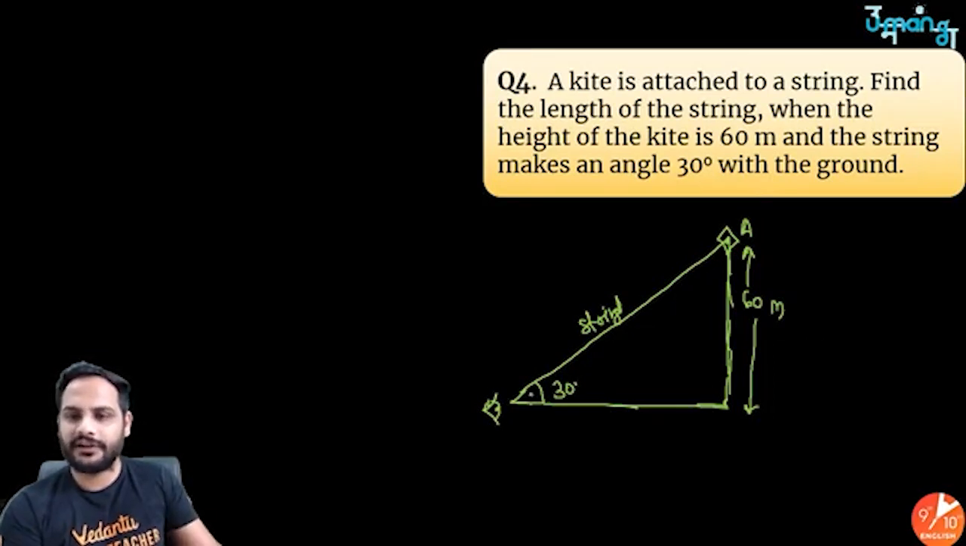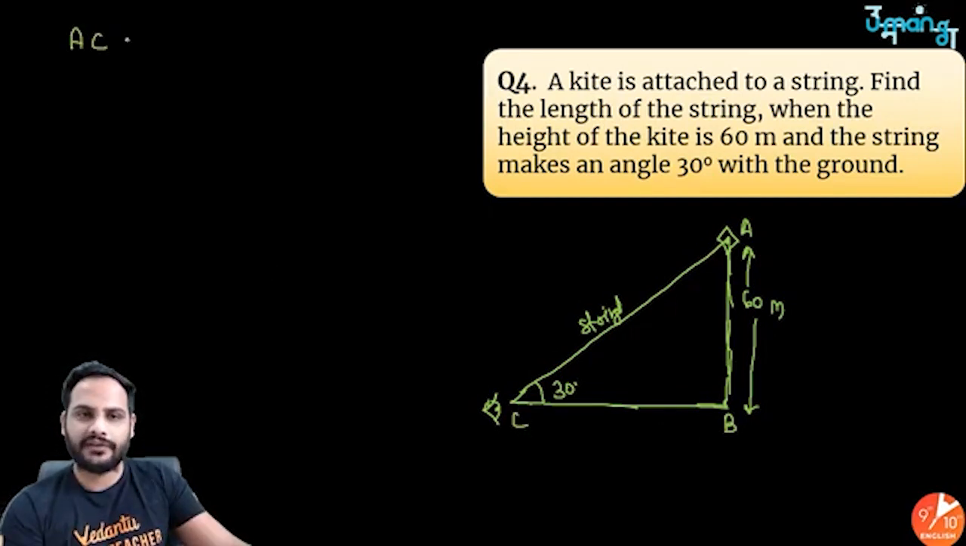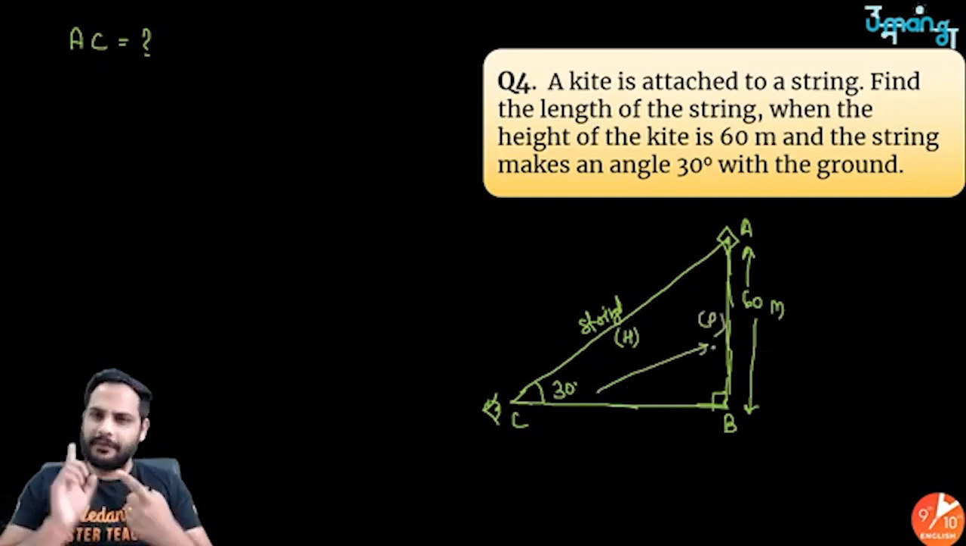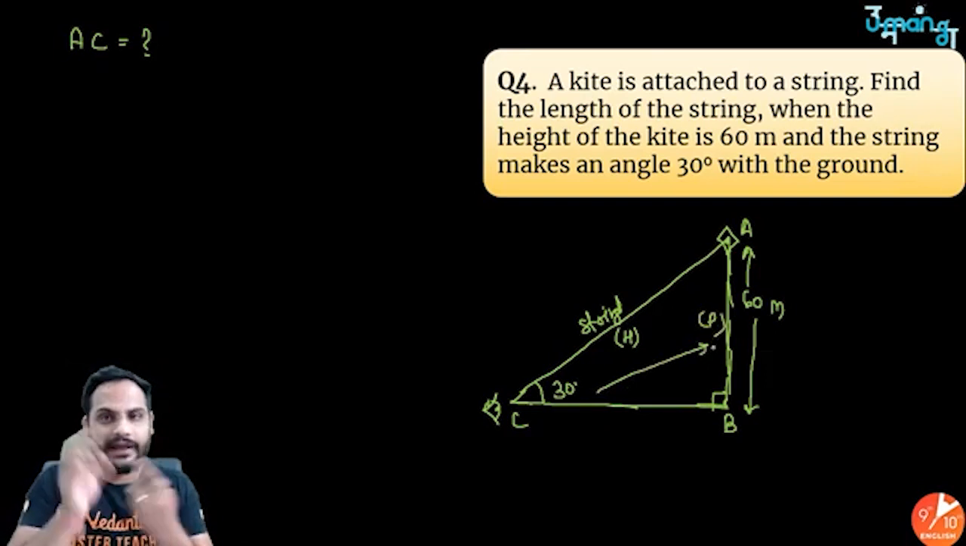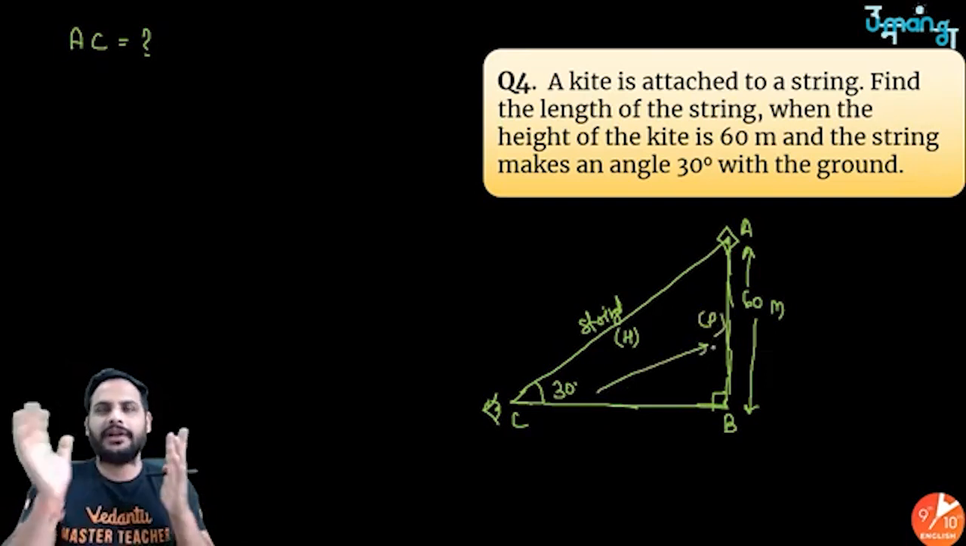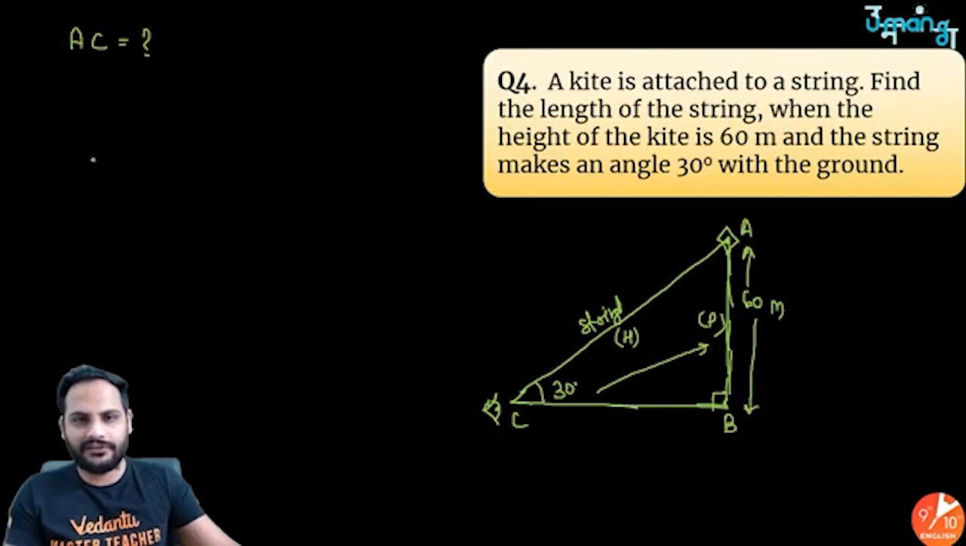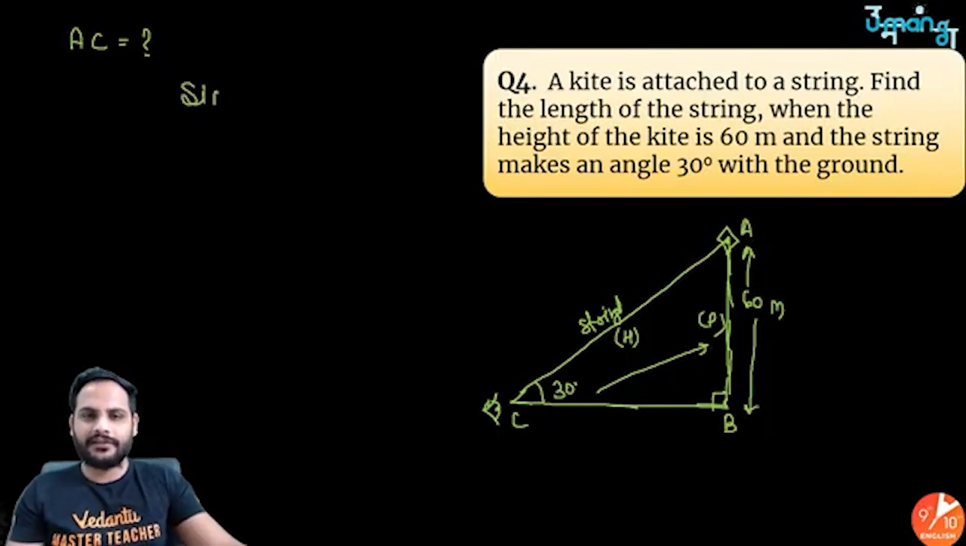This length of the string, that means suppose A, B, C, I have to find out what is AC. So in this part, this is theta, this is the hypotenuse, and the side opposite to theta will be the perpendicular. Perpendicular is given, theta is known, I have to find the hypotenuse. So with perpendicular and hypotenuse, I can use sine theta or cosine theta.